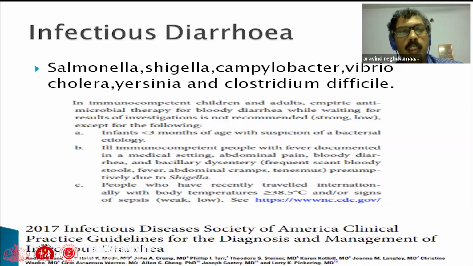Even for bloody diarrhea, starting antibiotics empirically is recommended only in certain situations. That is, in infants less than 3 months of age with suspicion of bacterial etiology. Then in immunocompetent people with fever documented in a medical setting, abdominal pain, bloody diarrhea, and features of bacillary dysentery, that is the scanty blood stools, fever, abdominal cramps, etc. Because the etiology is likely to be Shigella, start the patient on antibiotics. Or in a patient with history of international travel with a body temperature more than 38.5, with or without signs of sepsis. So these are the only indications for empirical initiation of antibiotics, even in a setting of bloody diarrhea.